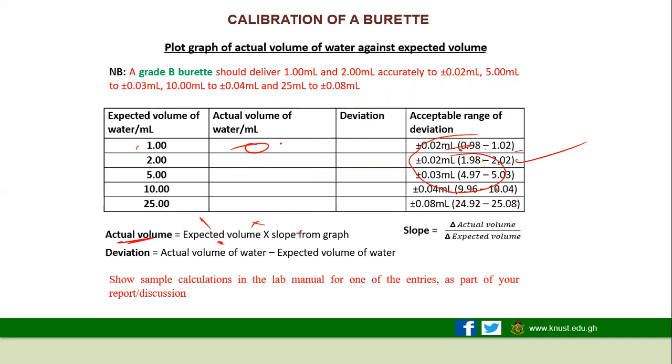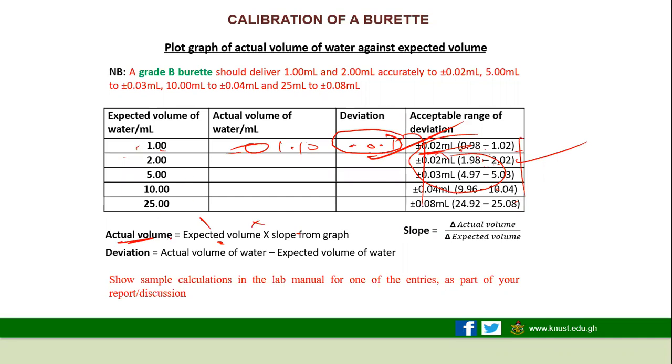Good. Now, once we get the actual volume, assuming it was 1.10, then the deviation will be the difference between this and this, right? Now, if you subtract the 1.1 from the 1, you get negative 0.1. So this deviation has deviated negative 0.1, but the permissible deviation was 0.02. It means it is not a grade B, because a grade B should strictly comply with these ranges.